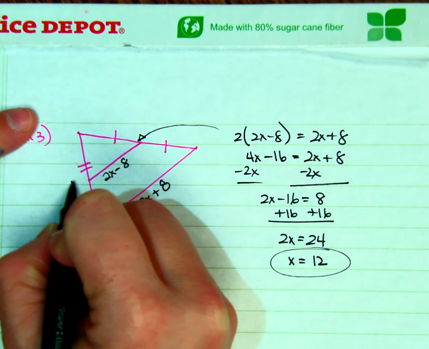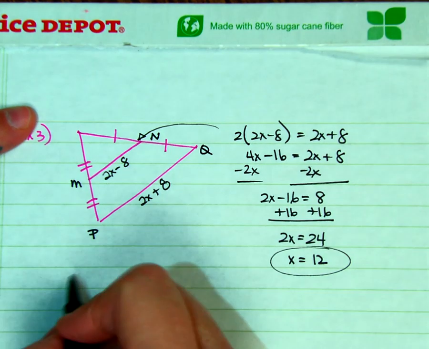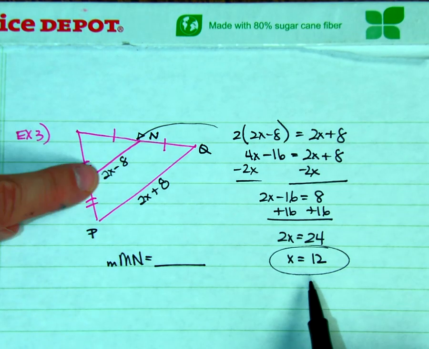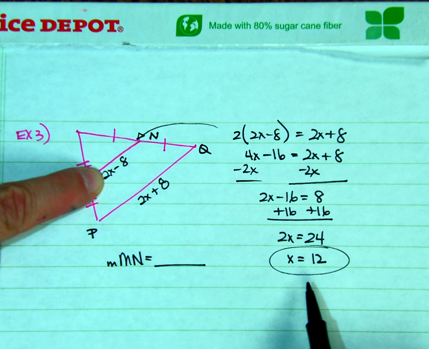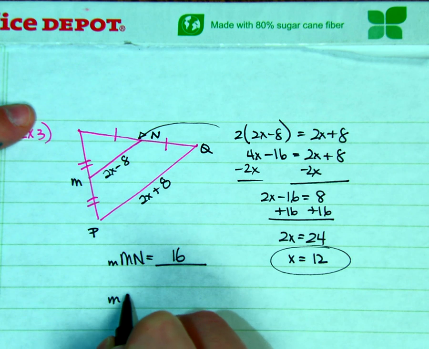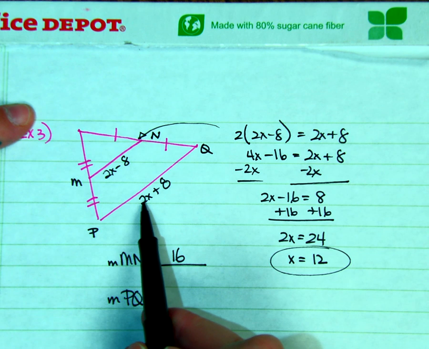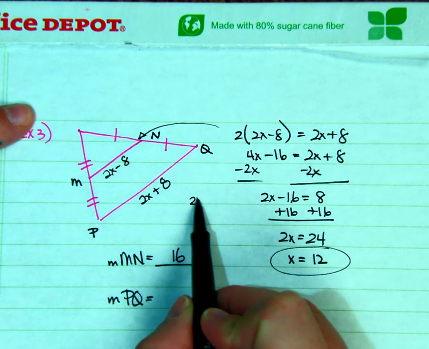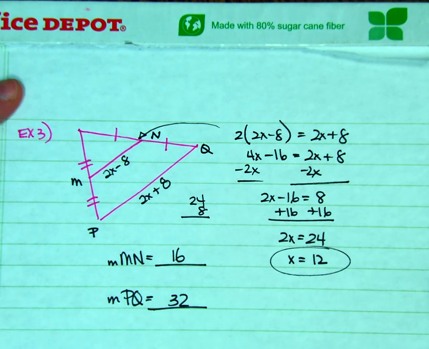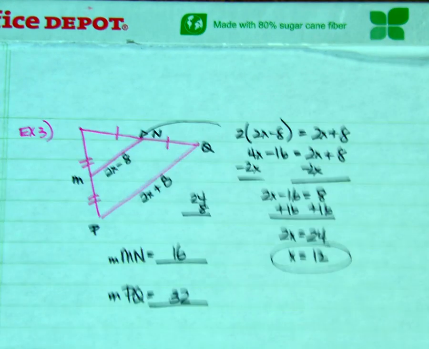So again, let's label this as MN and label this as PQ. So the measure of MN, plug it back in. 2 times my 12 gives me 24. 24 minus 8 gives me 16. And the measure of PQ, if I put a 12 in here, I get 2 times 12 is 24 plus the 8. So 24 plus the 8 gives me 32. My answer is reasonable because 16 is half of 32. So that's what you're doing on midsegments.